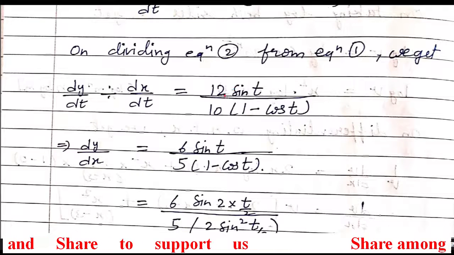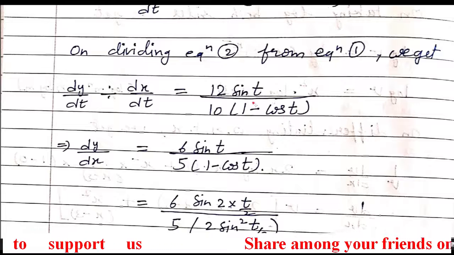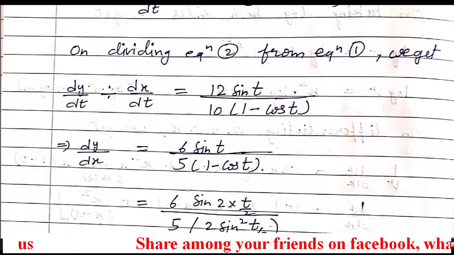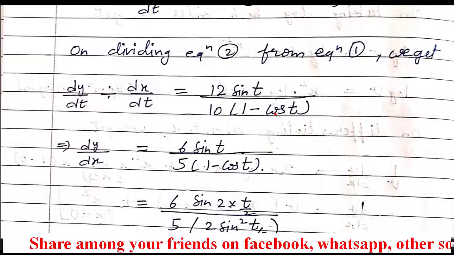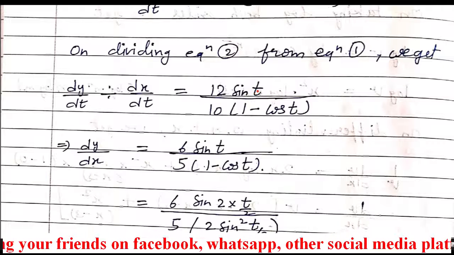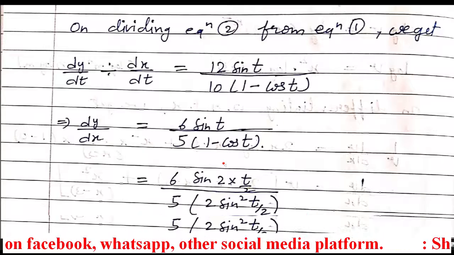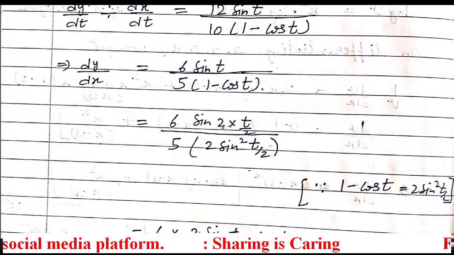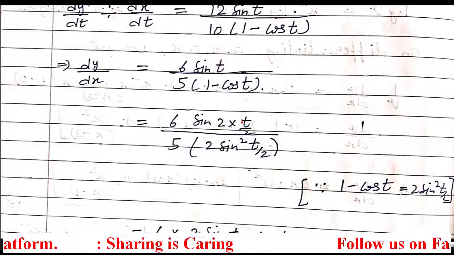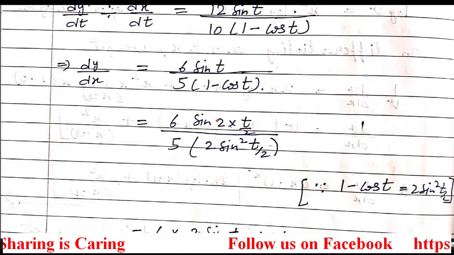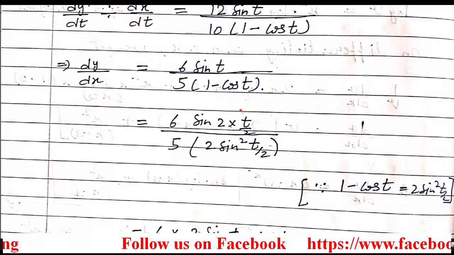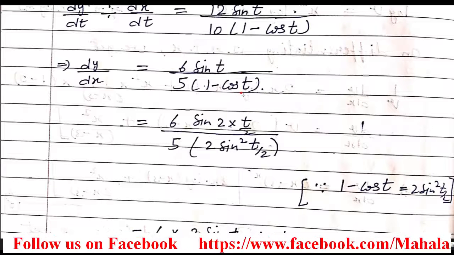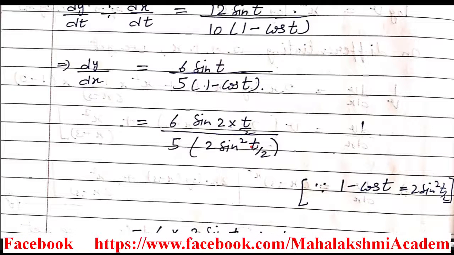Now here this sin t and 1 minus cos t you can change into the form of t upon 2 angle. First, sin t I wrote as sin 2 multiplied by t upon 2, because then if we cancel this 2 and this 2 it is going to be sin t. So sin t I split as 2 multiplied by t upon 2, and for 1 minus cos t, the direct formula is 2 sin square t by 2.